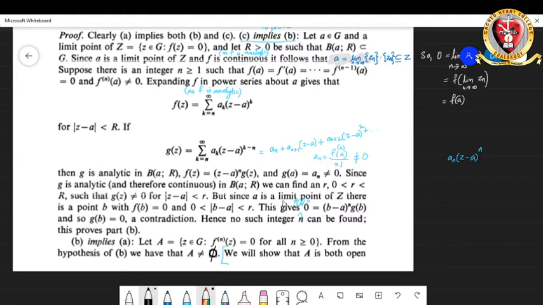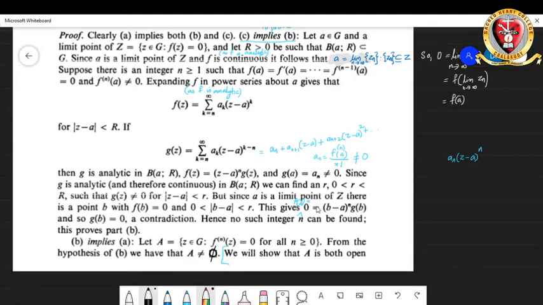But we have taken a to be the limit point of the zeros. So by the property of limits, we can say that there exists a point b with f(b) equal to 0 and 0 strictly less than modulus of b minus a strictly less than r. So this will imply that we are taking f(b) here, that means f(b) is equal to (b minus a) the whole raised to n into g(b).